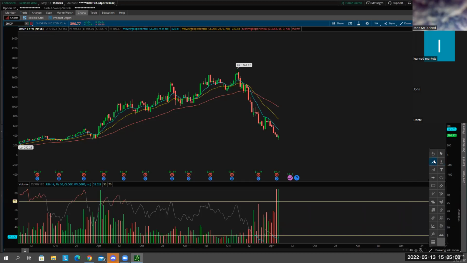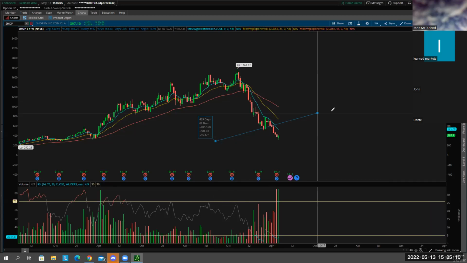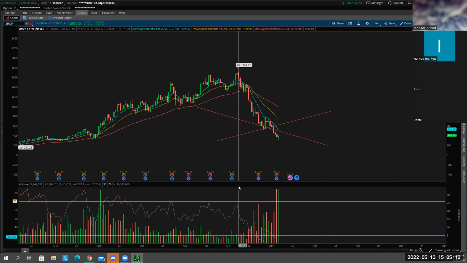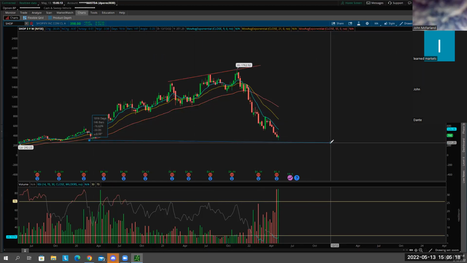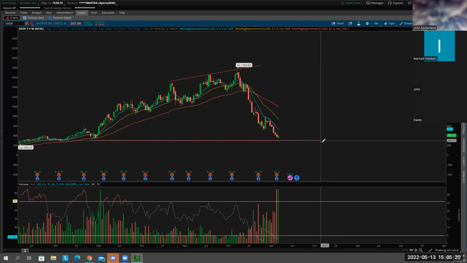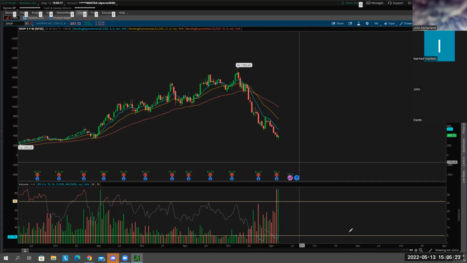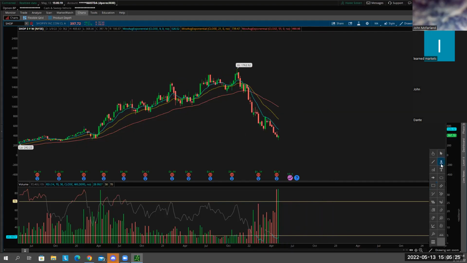Then this is your trend line tool. So this is how you draw stuff. You know, draw your trend lines. See, this is how you draw your trend lines. Very simple. This is what I use for all my levels. It's called the price level.